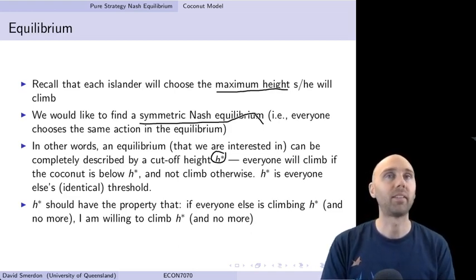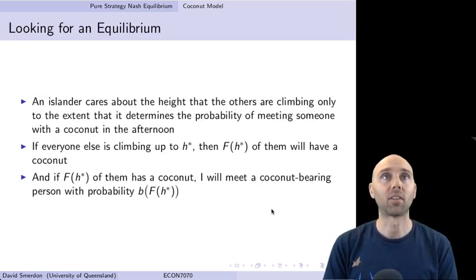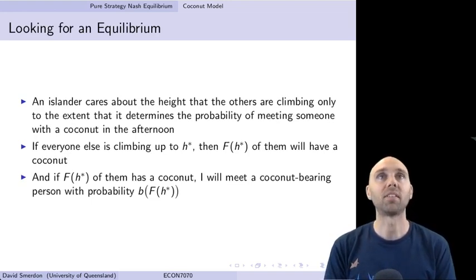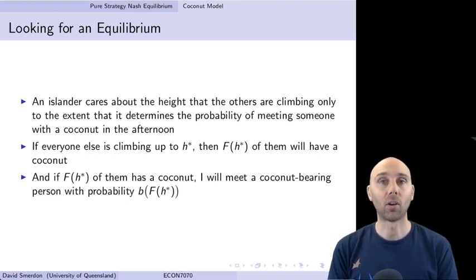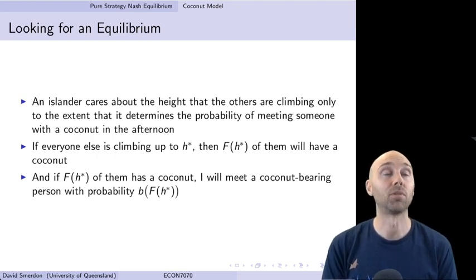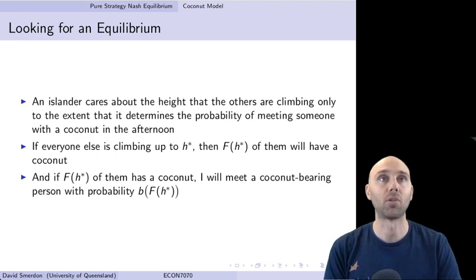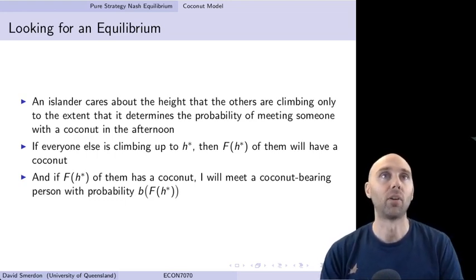Now, why do islanders care about the height that others are climbing to? Well, they don't really care for some altruistic reasons. They care because it determines the probability of those islanders getting coconuts, which determines the probability that you will be able to exchange your coconut in the afternoon and thus not go hungry. That's what you care about. So let's put it in those terms.